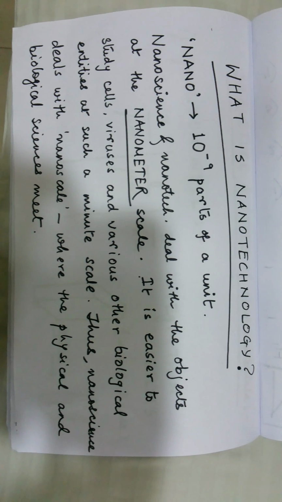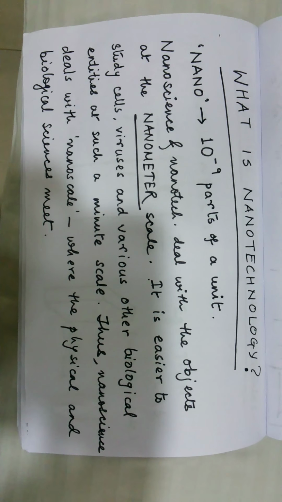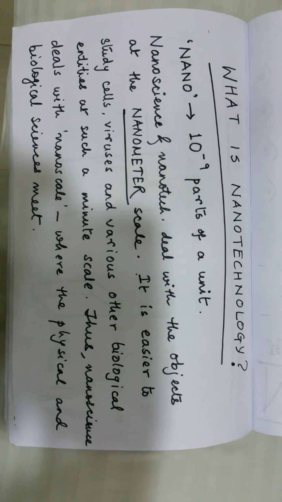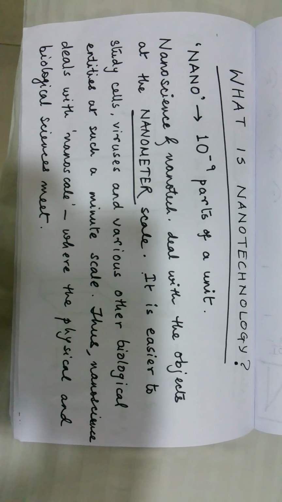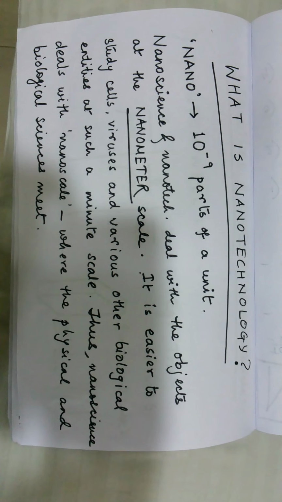For example, when we talk about nanomaterials and its structures, 1 nanometer is 1/1000th or 10 to the power minus 9 part of a meter. The nanometer scale is a natural spatial context for molecules and their interactions. Nanoscience and technology therefore deal with objects at a nanometer scale.